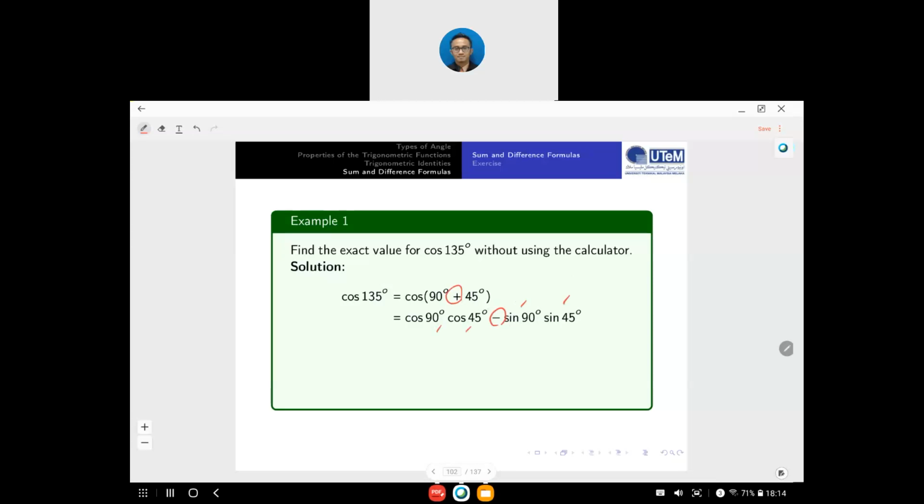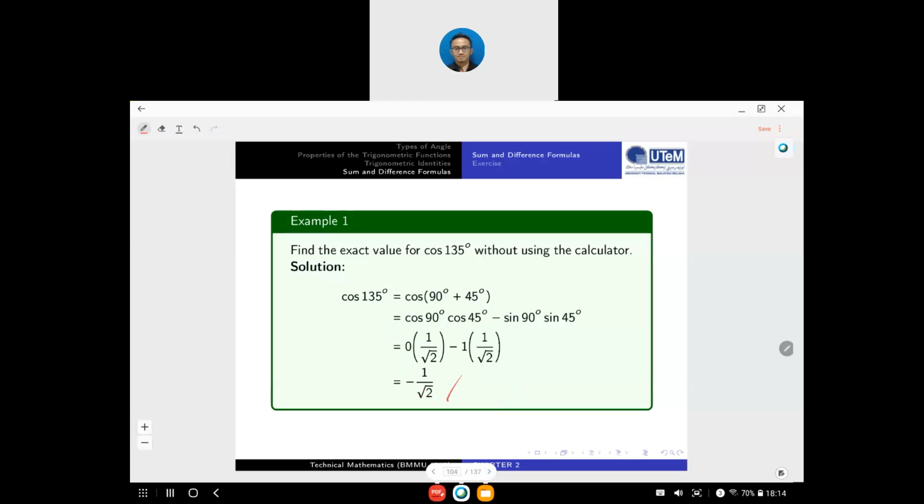So awak tengoklah triangle punya table tu. Cos 90 degree equal to 0. Cos 45 degree equal to 1 over root 2. Sin 90 degree equal to 1. Sin 45 degree equal to 1 over root 2. And then simplify. This one is 0 lah. Sebab darab dengan 0. So the answer is negative 1 over root 2. So that is the final answer. Okay. For example, 1. Okay.